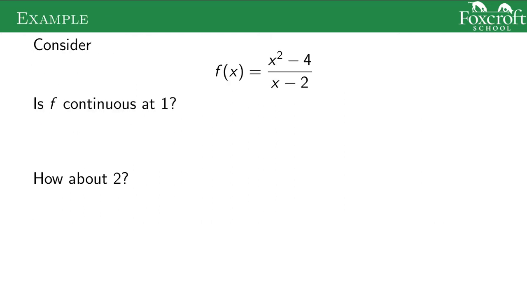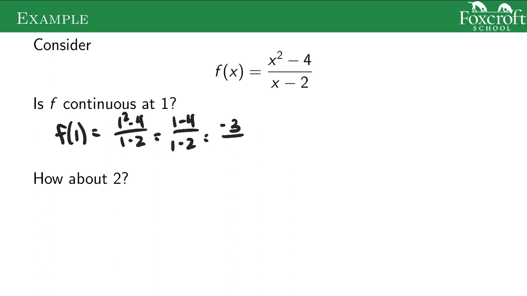Let's look at this function. It's a rational function, and weird things happen with rational functions, so we can talk about whether it's continuous at certain x values. Is f continuous at 1? There are two things you need to check. The first thing is, what is f of 1, and does it exist? We plug 1 into our function, replacing the x's with 1, and we get 3.